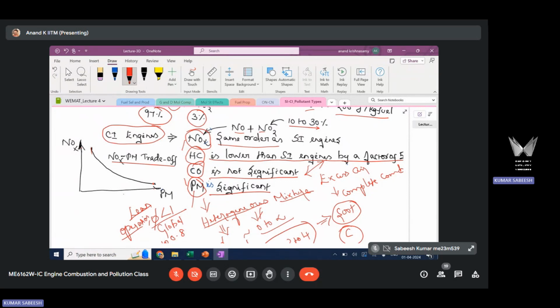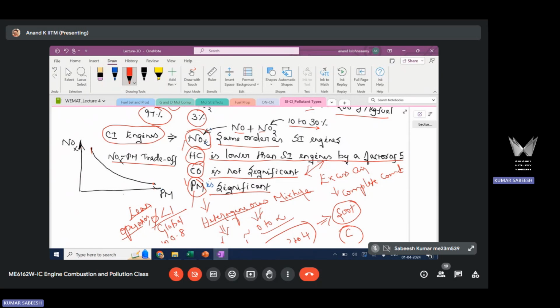The conditions which favor lesser NOx emissions will result in more PM and so on. So we'll have to somehow have a point which satisfies both the limits. Getting nitrogen neutral gas requires high temperature, whereas the production of particulate matter is dependent on high temperature. So it is vice versa.